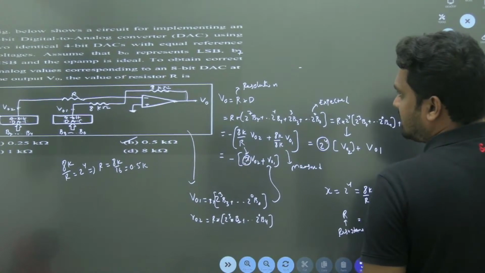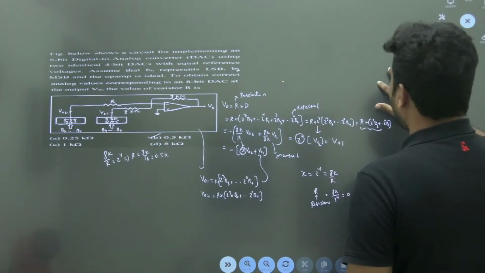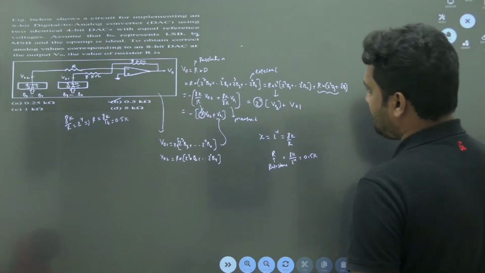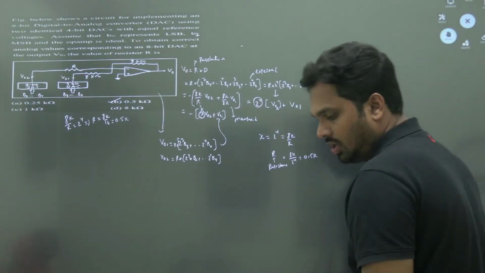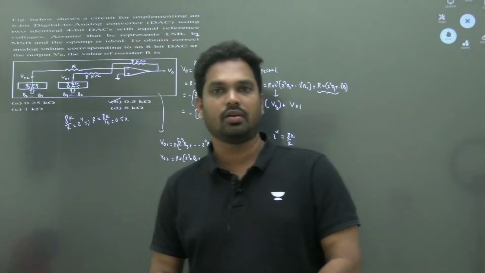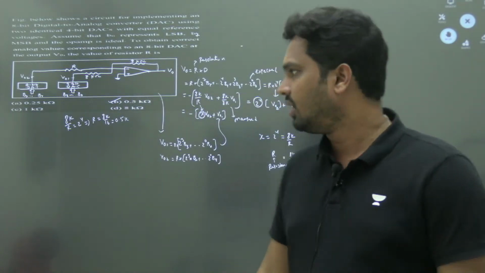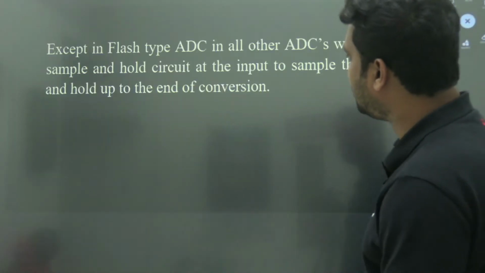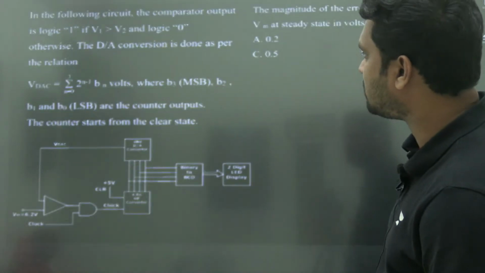Without doing all this, I have directly done. Chalo. So that will finish the DAC part today. Tomorrow we will start with analog to digital converters and we will do its corresponding problems also, counter type and all.